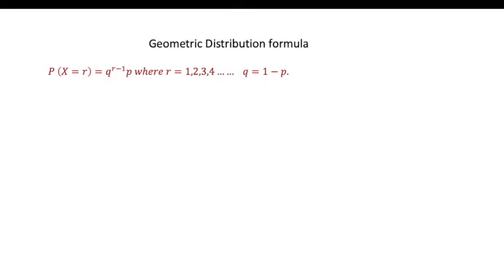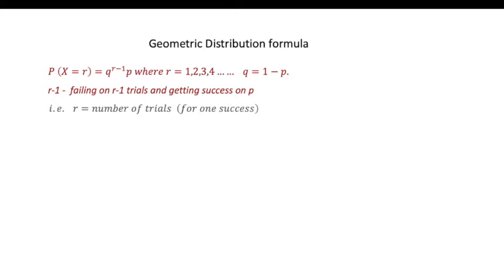Okay, these are the formulas, whereby P(X = r) equals q to the power of r minus 1, times p, where r equals 1, 2, 3, 4 and so on, and q equals 1 minus p. Let me explain a bit. What is p, what is r?